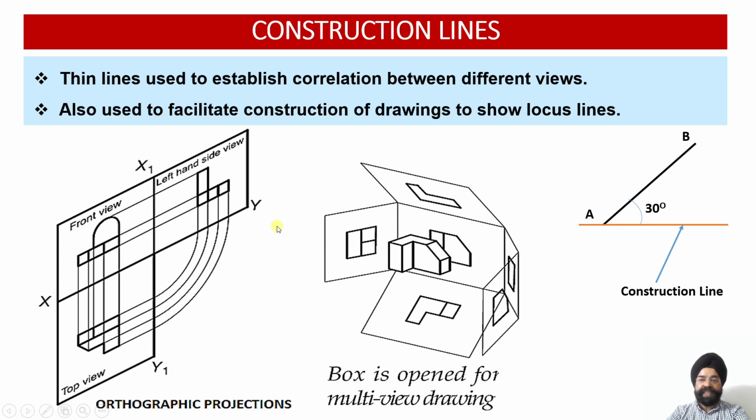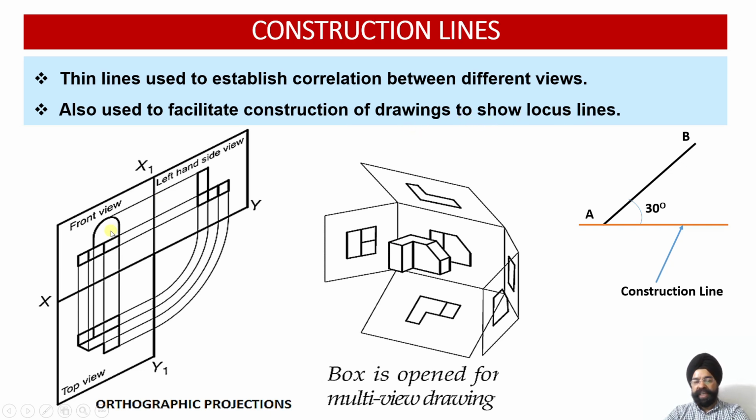So this way, this gives us an idea of correlation between one view and another view. Whereas drawing independent views does not give us confidence that all these views belong to the same object. Then other applications of the construction line: construction lines are not part of the engineering drawing, but they are drawn to facilitate the construction of many other things in a given component.